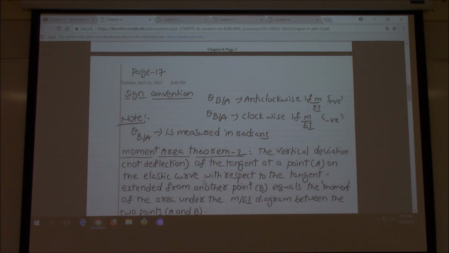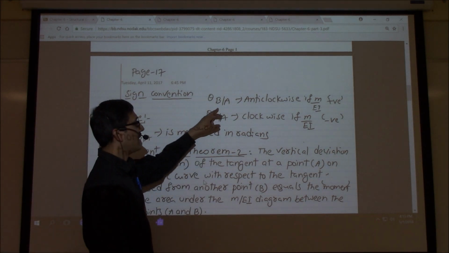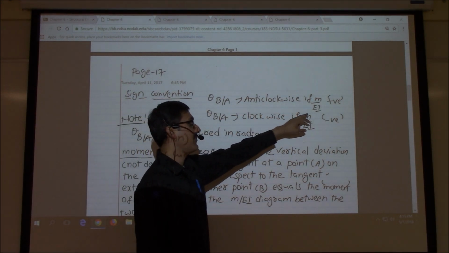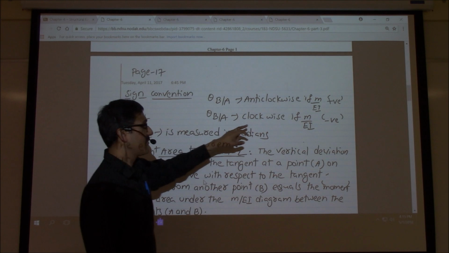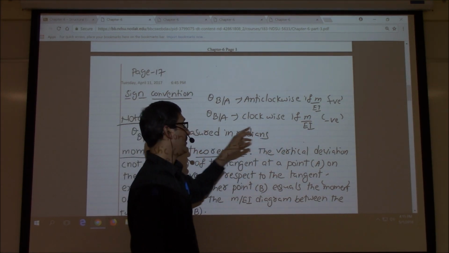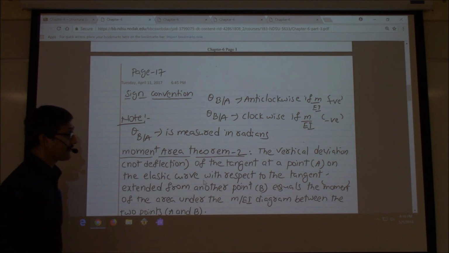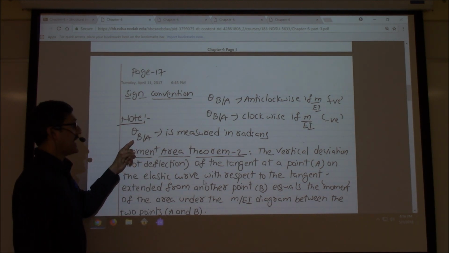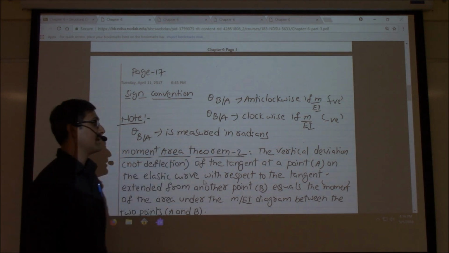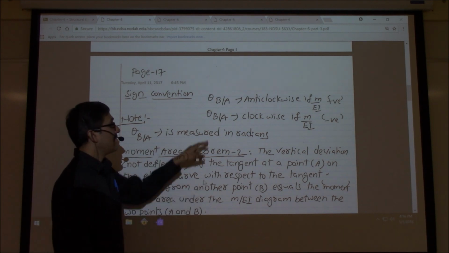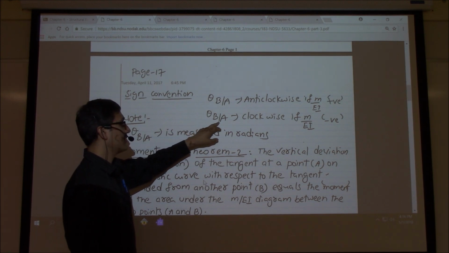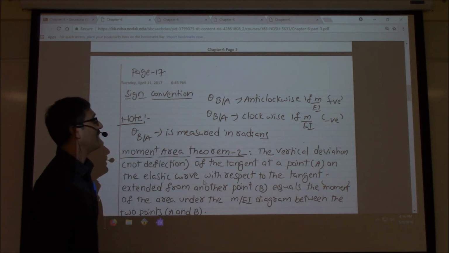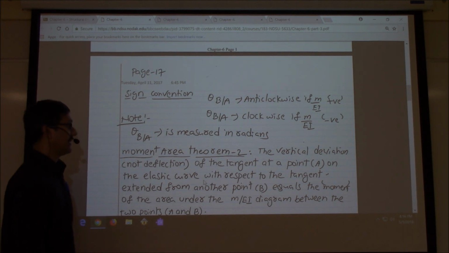The sign convention that we will use here is, theta B by A is anti-clockwise if the M by EI diagram area is positive. Theta B by A is clockwise if the M by EI diagram area between the points A and B is negative. Whatever angle you get, the unit for the angle is radians and not degrees. Please remember that. Although I haven't taught you how to evaluate theta B here, it is important to note that we will use this information in order to evaluate the slope at point A or point B.